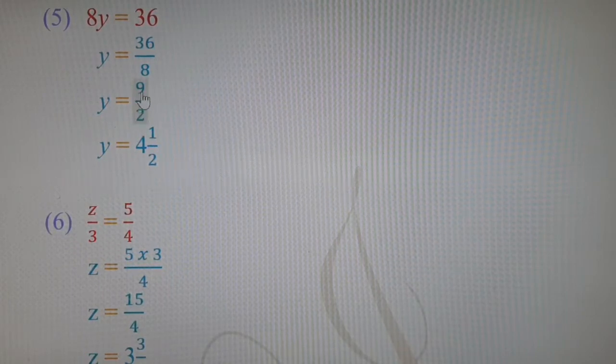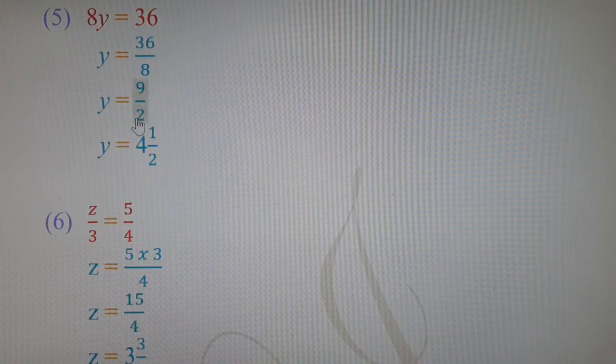but in 2's table 9 cannot be simplified further, and this is an improper fraction because the numerator is bigger than the denominator. Whenever the numerator is bigger than the denominator, we have to write the final answer as a mixed fraction. So here the denominator 2 will be copied as it is, and here we have to use the multiply addition rule, MAR rule, multiplication and addition.